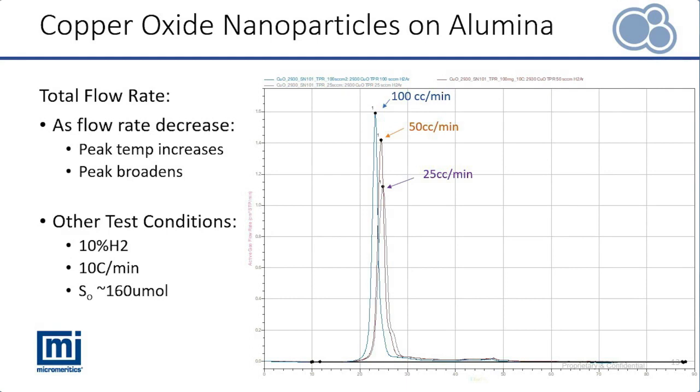Notice that as the flow rate decreases, the time it takes to reach the peak max increases, and correspondingly, the peak temperatures increase. The peak shape has also changed. The shoulder observed at lower flow rates is much more pronounced than in the analysis at 100 cc per minute.